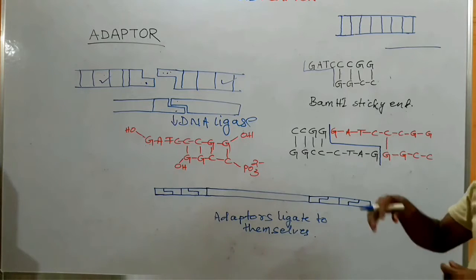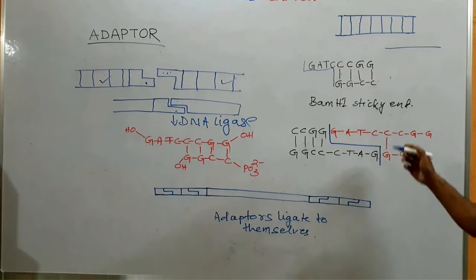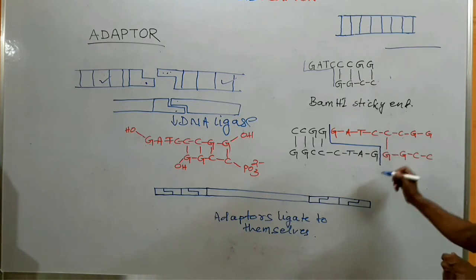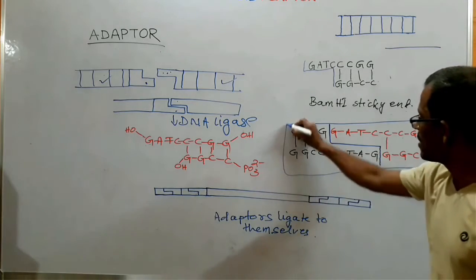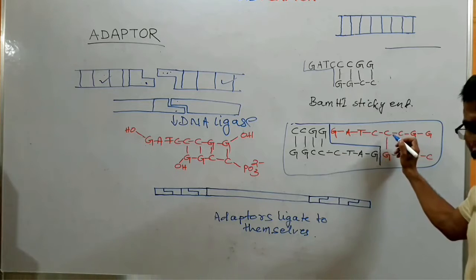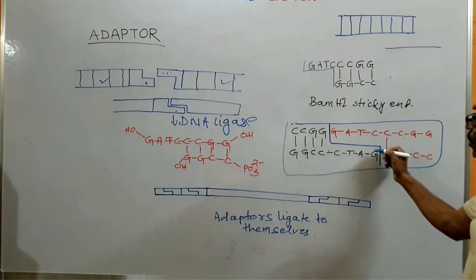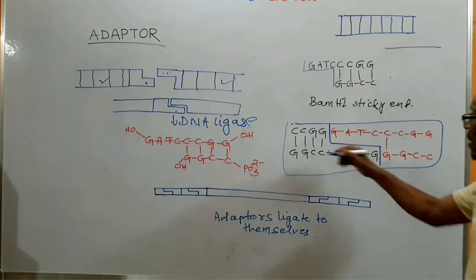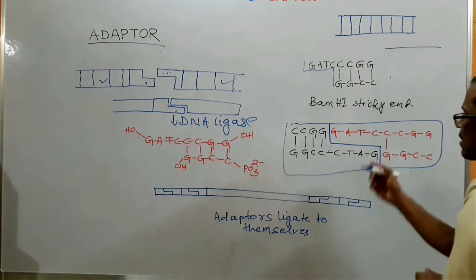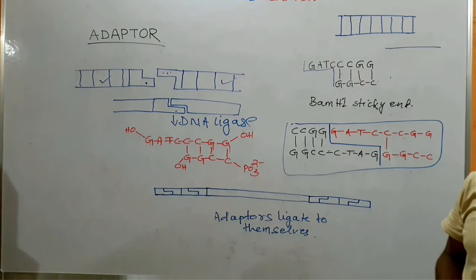But while we are using adapters, there are certain limitations. First limitation is adapters can anneal among themselves to form dimer. This is a dimer that is composed of two adapters. Due to complementarity, these two adapters can join with each other in the presence of enzyme DNA ligase to form a dimer. So when this occurs, ligation of the adapter with the DNA fragment may not be possible.